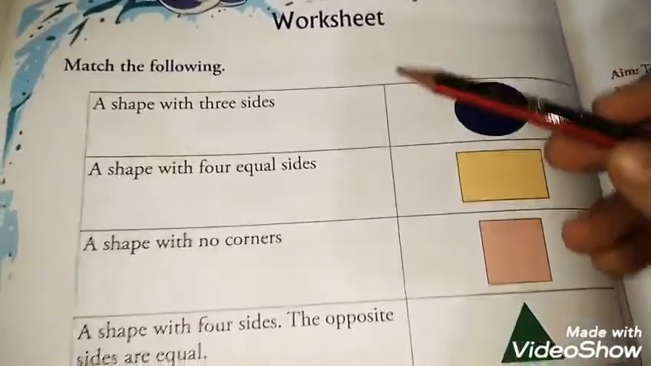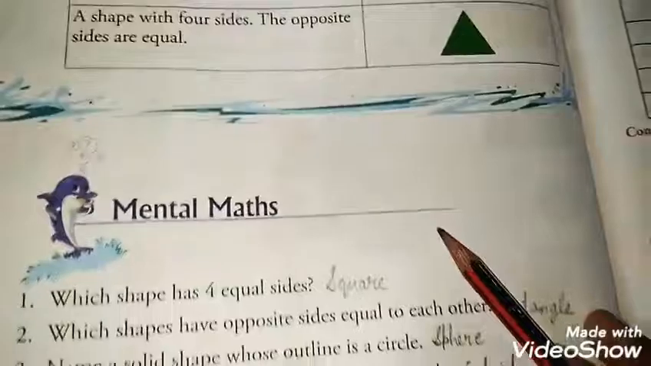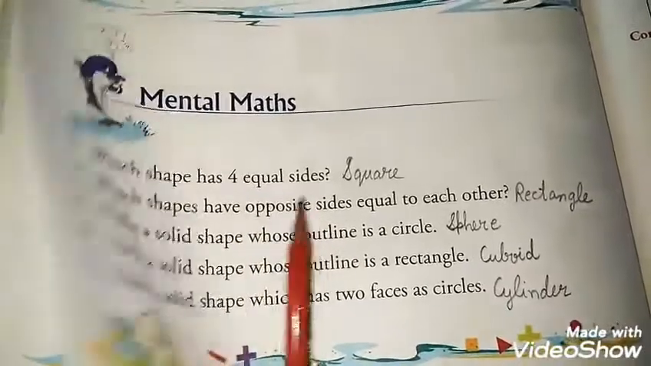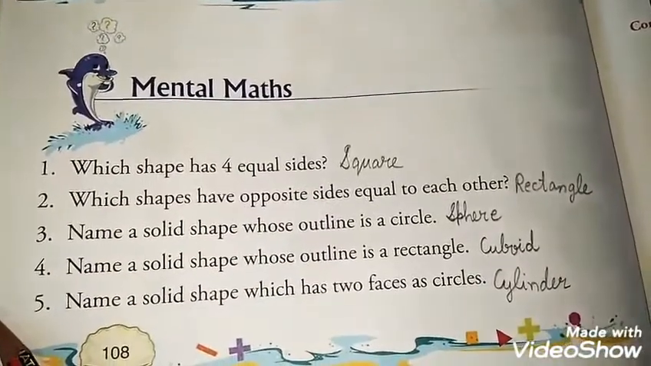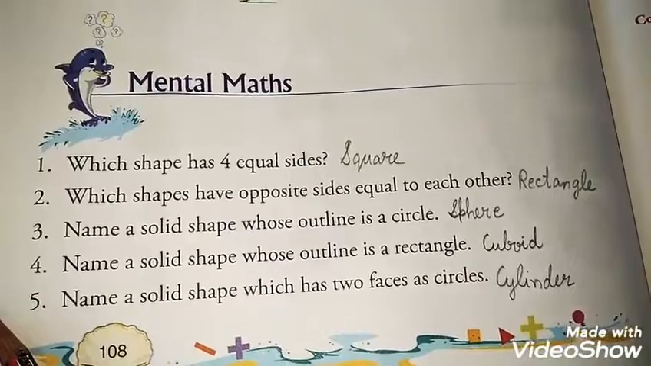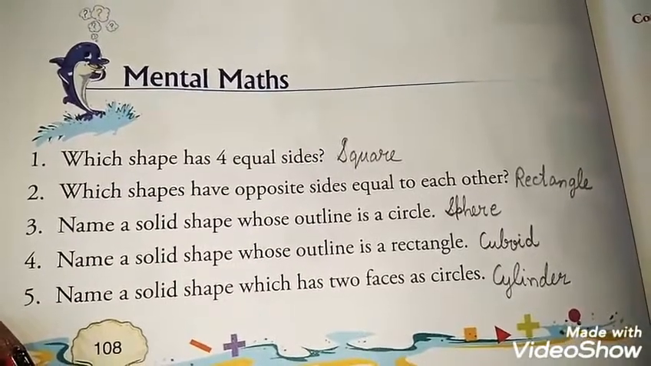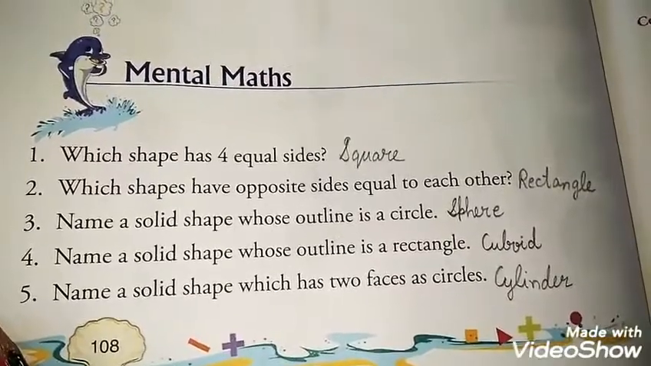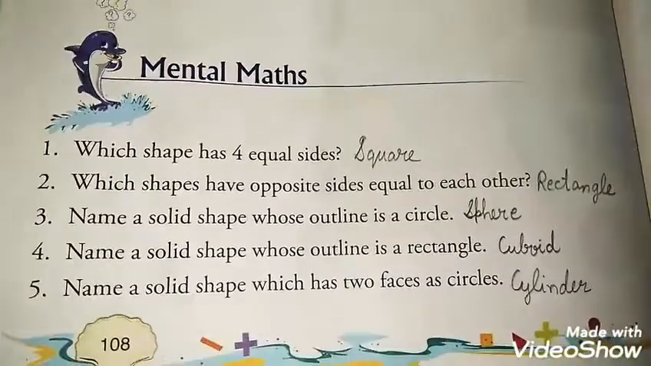Students, this worksheet you will do yourself, and then we will come to mental maths. First question is, which shape has 4 equal sides? A square has 4 equal sides. Next, which shape has opposite sides equal to each other? Rectangle has opposite sides equal to each other.